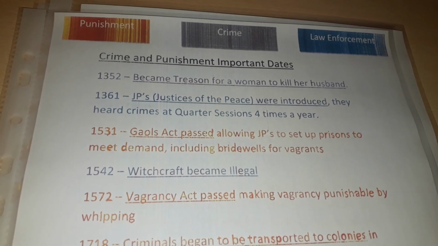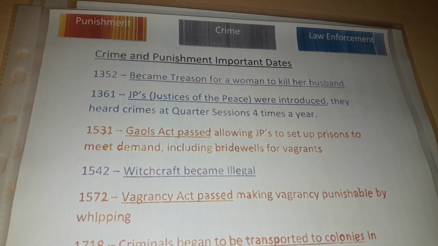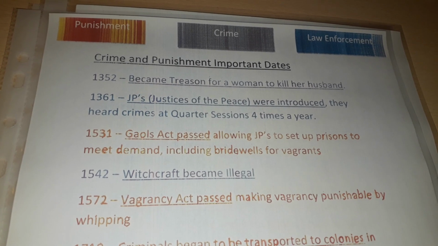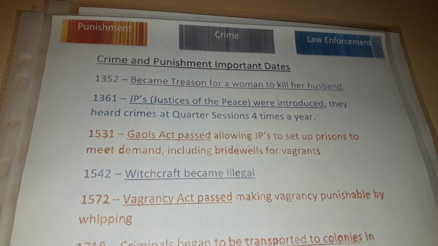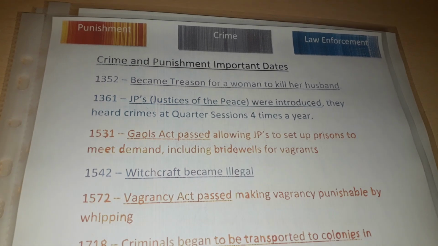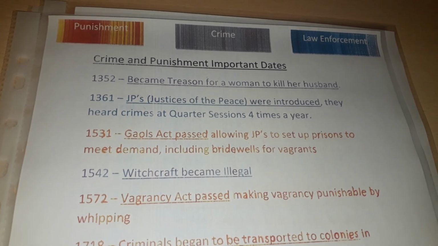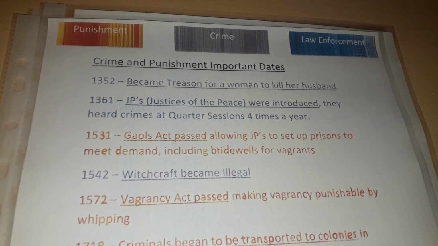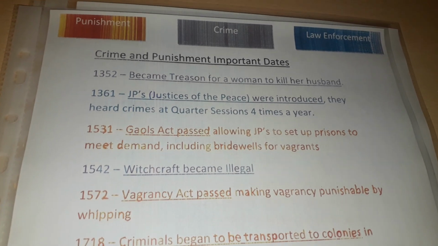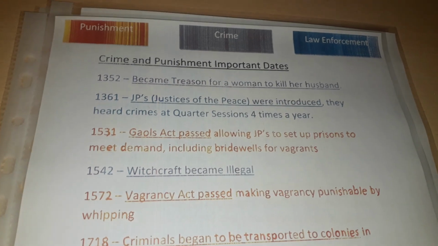Okay, so next let's move on to the early modern period. In 1531, the Jails Act was passed, allowing JPs to set up prisons to meet demand. And this included bridewells for vagrants. Vagrants were people who wouldn't work and would travel around the country begging and asking for money. And they would be thrown into these prisons known as bridewells at the time.